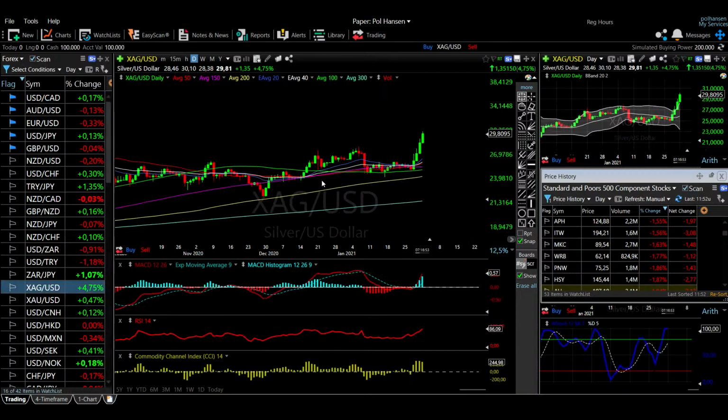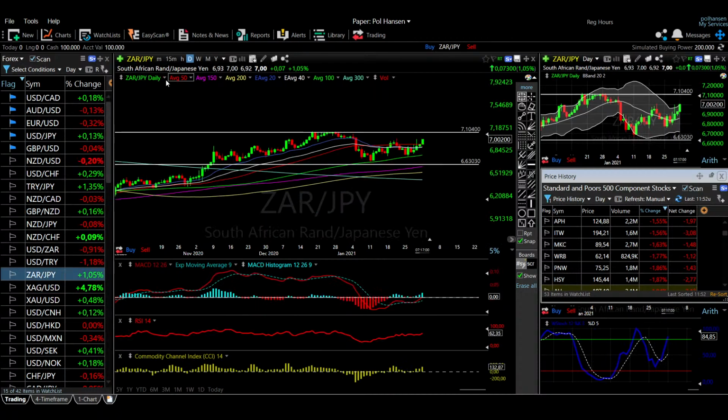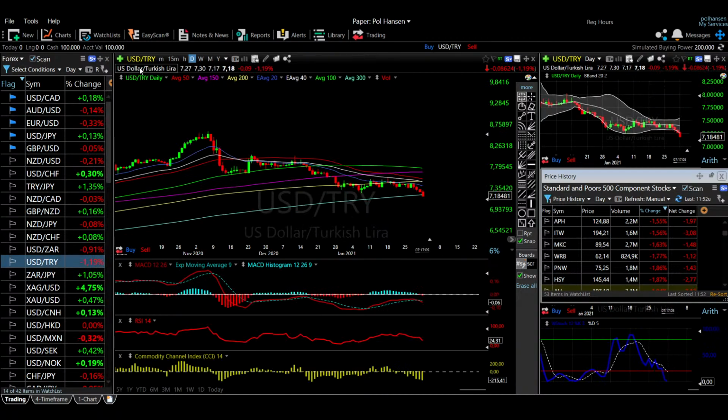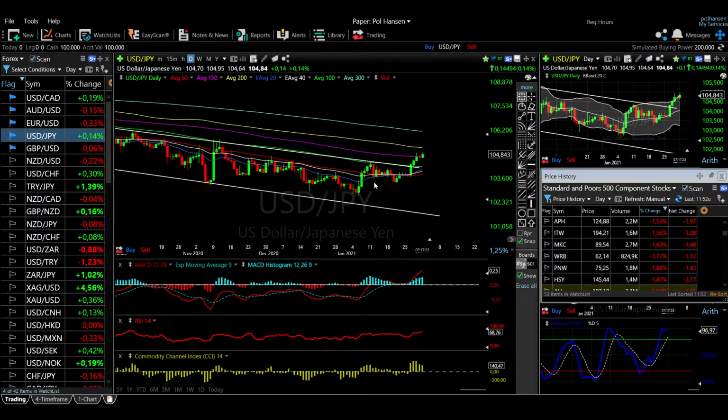You can just look at the South African rand. Here, Turkish lira. So the US dollar, Turkish lira, how big of an effect that has had on, for example, this currency pair. And you just look at all of them, how much effect it has had for the last few days. Aussie dollar as well, it has been basically falling apart. You can look at the US dollar yen, it has also been rallying significantly due to the same fact that the US dollar has been appreciating.